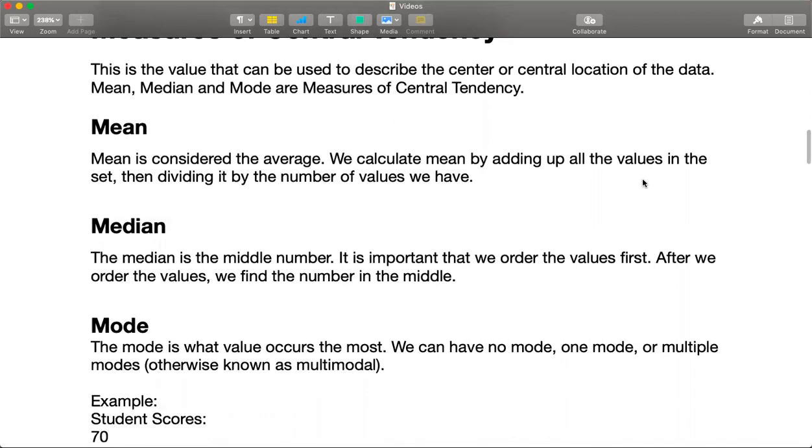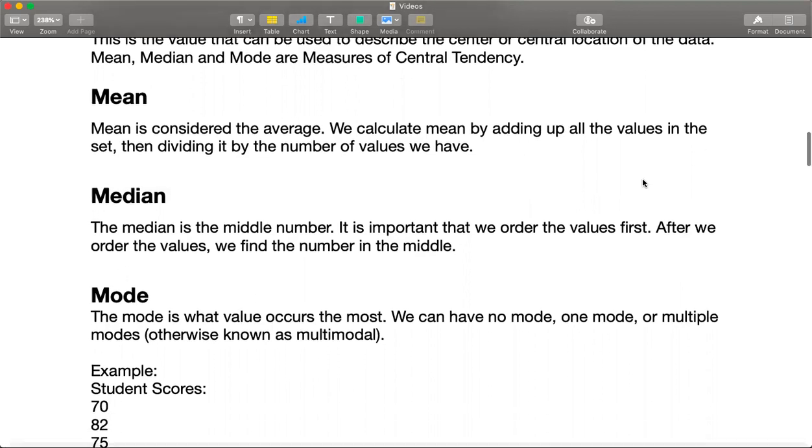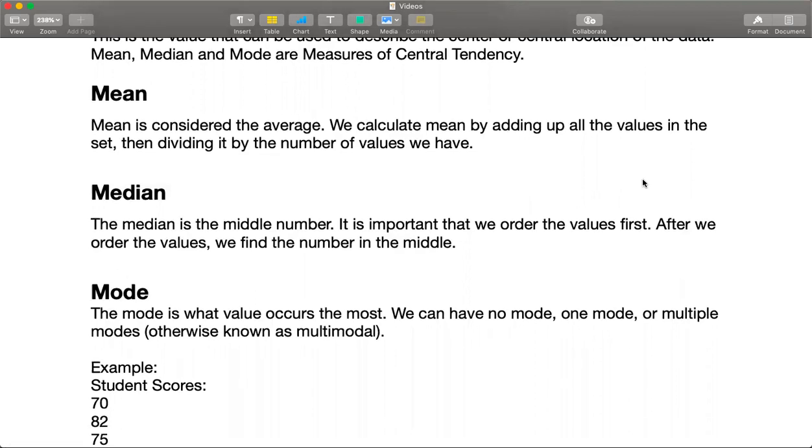The median is the number in the middle of the data set. But first, we have to order all those values. So we order them from lowest to highest, and then we find the number that's right in the middle. So if we have 3 values, the middle number is going to be value number 2 once we order them all.